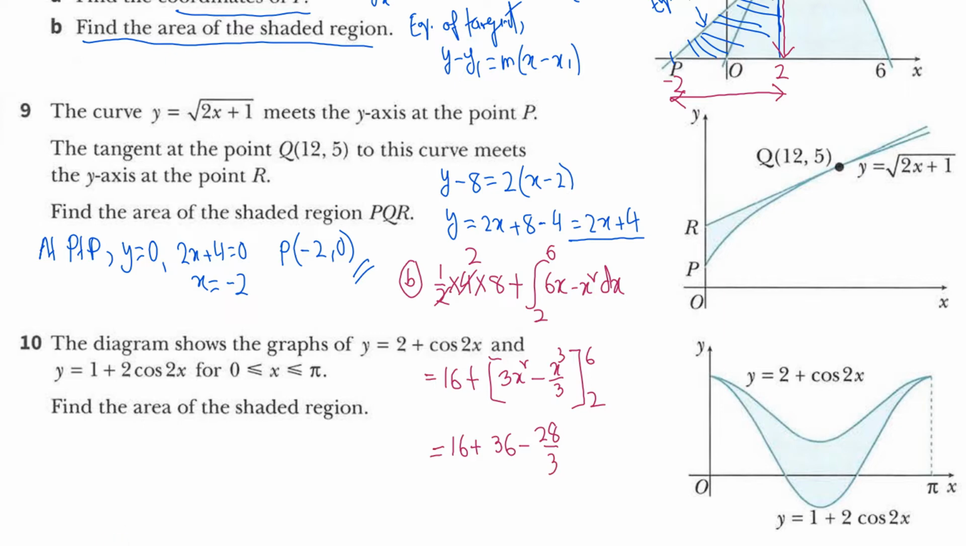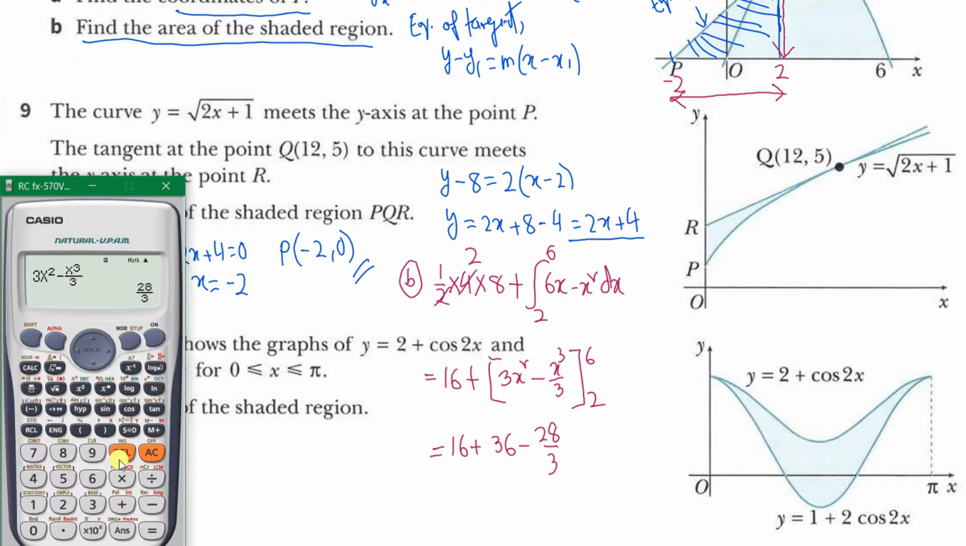So let me write 28 by 3. Is it okay or not? Let me clear and do it again: calculate 2, then equals, we get 28 by 3. So our final calculation is 16 plus 36 minus 28 by 3, so 28 divided by 3.